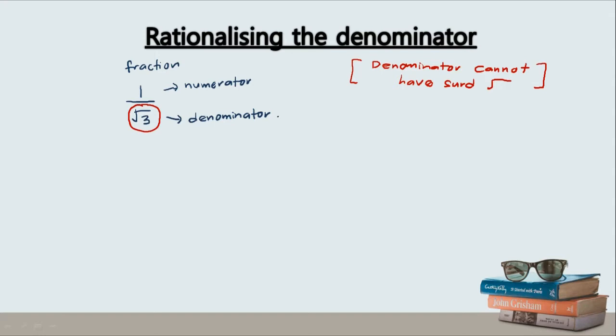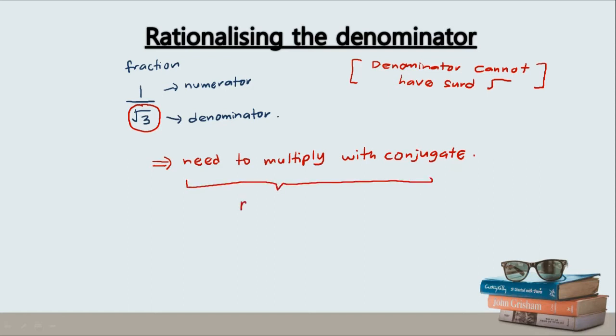So, how? Okay, so the method to hilangkan kita punya surd dekat denominator tu, okay, we need to multiply with the conjugate. Okay, what is conjugate? We will see in the next part. Okay, so when we multiply with conjugate, this process is what we call rationalization.